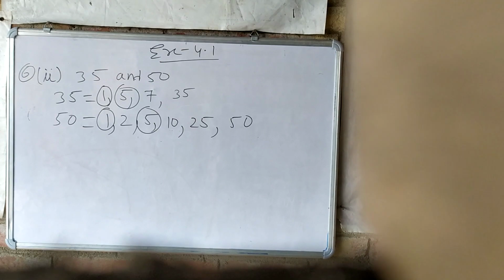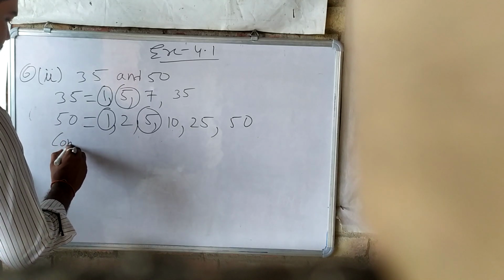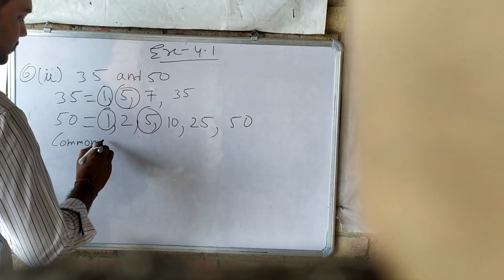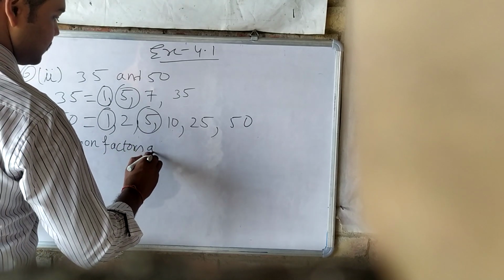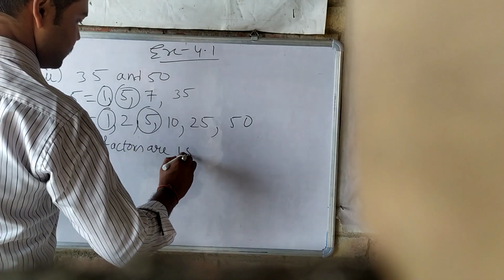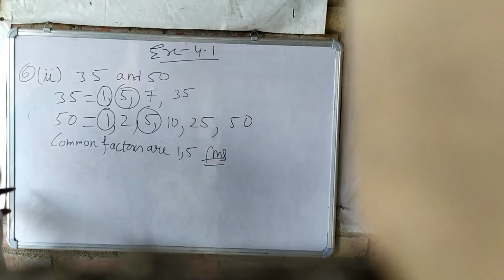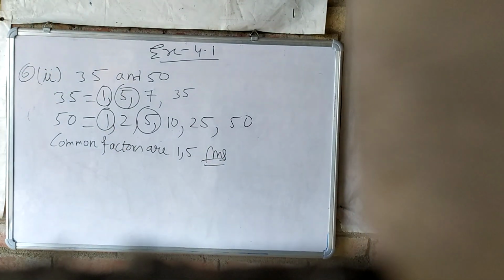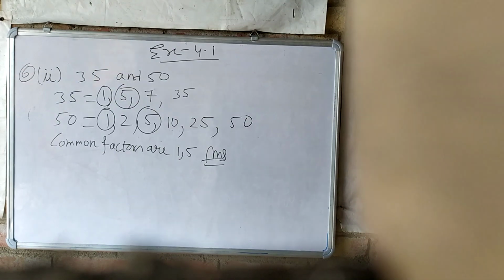So we can say that the common factors are 1 and 5 only. Understand? Like this we have to do. Now see some more examples, some more questions.